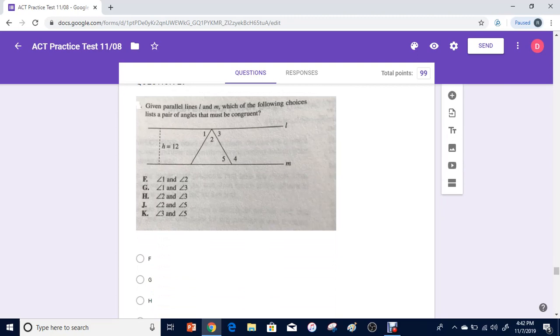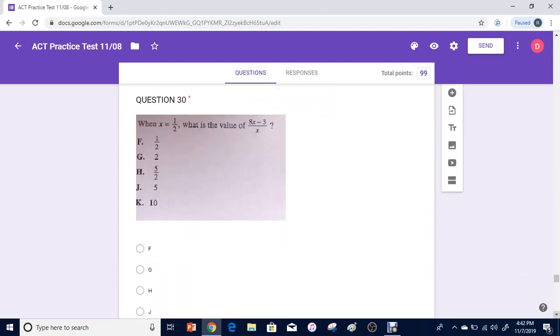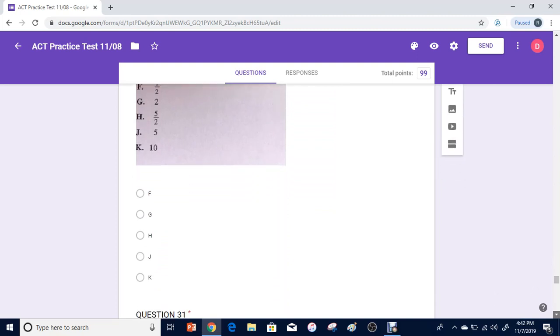Alternate interior angles are equal. Those are the only two that I know are going to be equal. And so that's your answer there. So I've basically given you 2 answers so far. Substitute in 1/2 and solve.